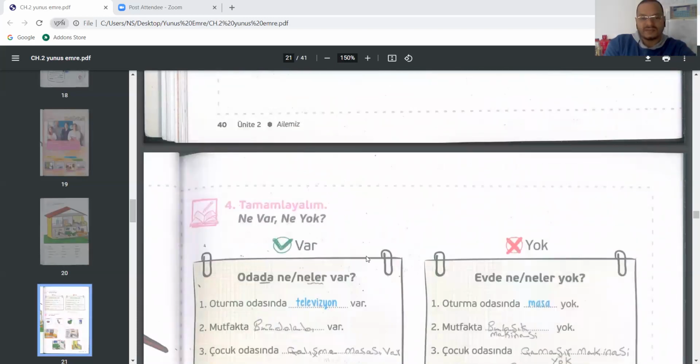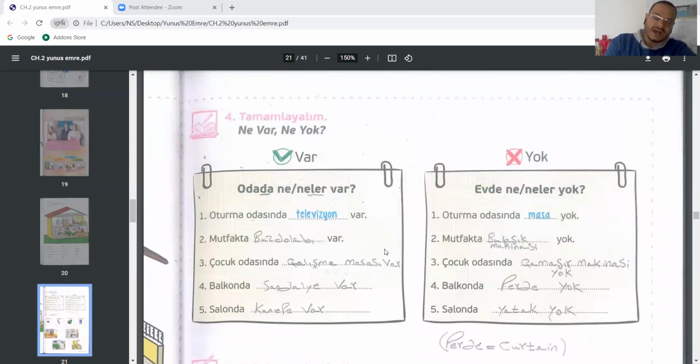Here tamamlayalım, ne var ne yok. Actually on the street, most Turkish people say ne var ne yok instead of nasılsın. But this is informal language. Odada ne var, neler var. Oturma odasında televizyon var, mutfakta buzdolabı var, çocuk odasında çalışma masası var, balkonda sandalye var, salonda kanepe var.